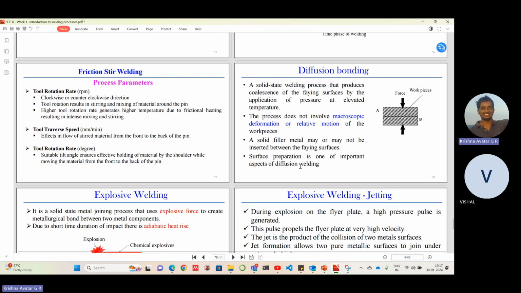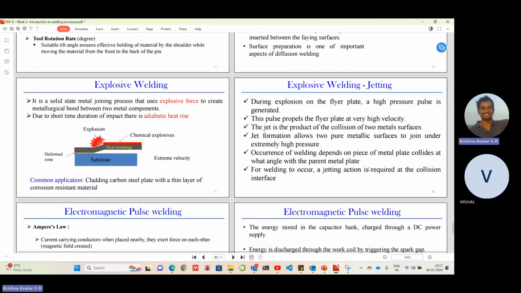One of the aspects of diffusion welding is preparation of the surface on which the welding has to be performed.